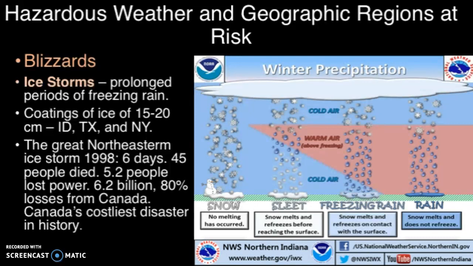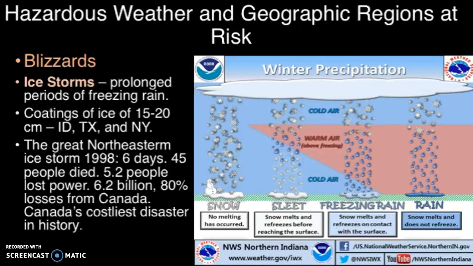A few examples: the Great Northeastern Ice Storm of 1998. It lasted about 6 days. In it, 45 people died. 5.2 million people lost power, sorry, I'll correct that in a second, and then $6.2 billion was lost. 80% of that $6.2 billion was losses from Canada, not from the US. But again, it affected both the US and Canada.